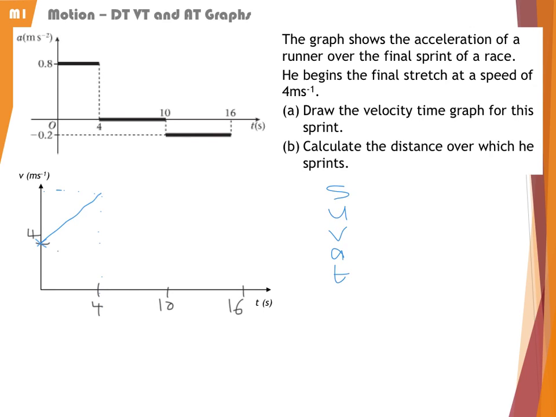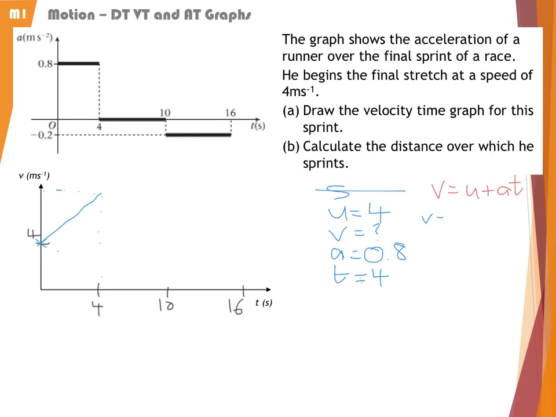So displacement, I don't know anything about. Initial velocity, it tells me is 4. Final velocity is what I want to figure out. Acceleration, I'm told, is 0.8, and my time is 4. Okay, so from that information I can use v equals u plus at.